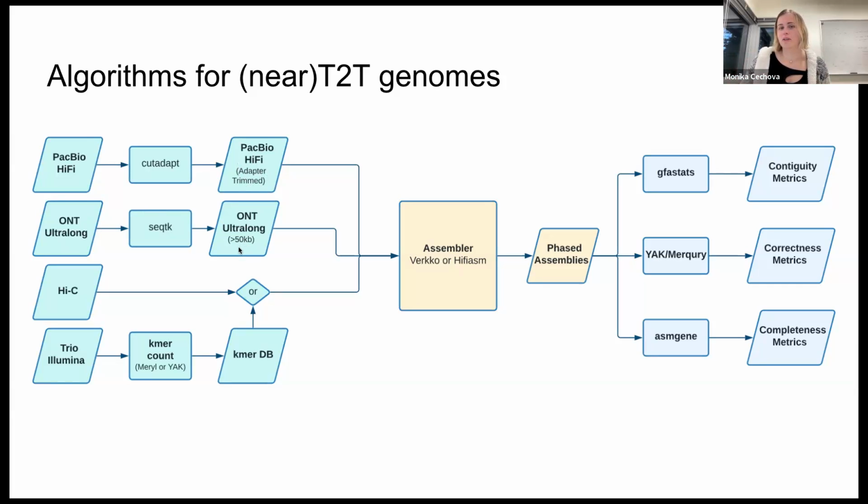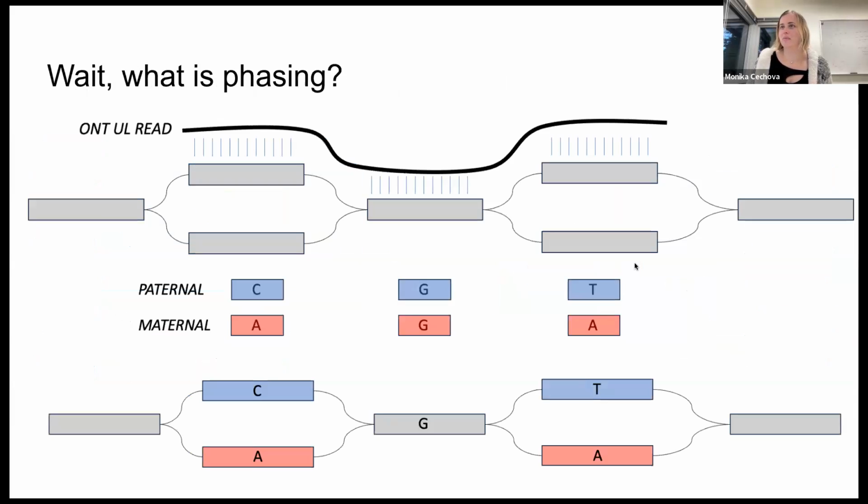maternal or paternal chromosomes, then what you would go for is some sort of markers for phasing, and those can be HiC data or maybe Illumina data from the parents and other data sets as well. And after you have your assemblies, you can phase them, and then you can run several metrics on them, and we're going to cover those metrics today. So we can cover the contiguity of your assembly, how correct it is, and also completeness. And so we'll get to that in just a little bit.